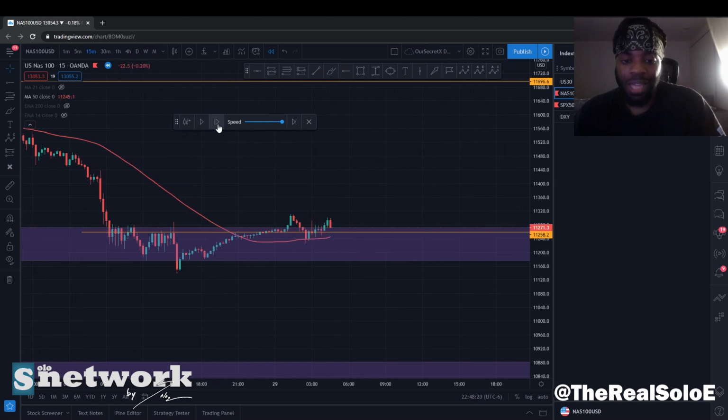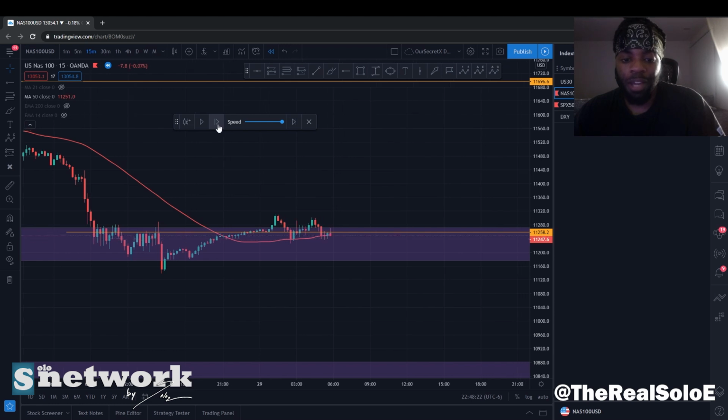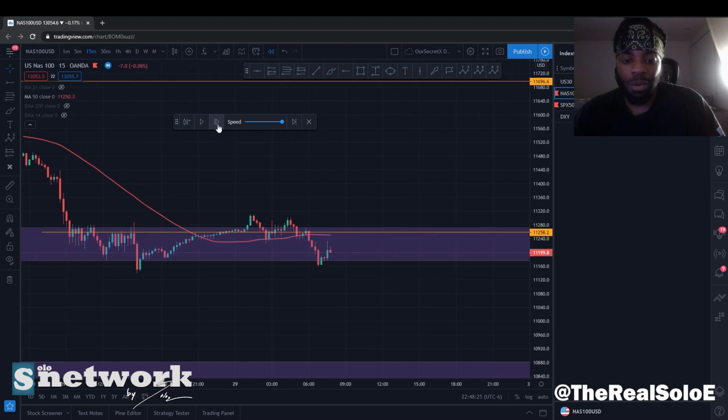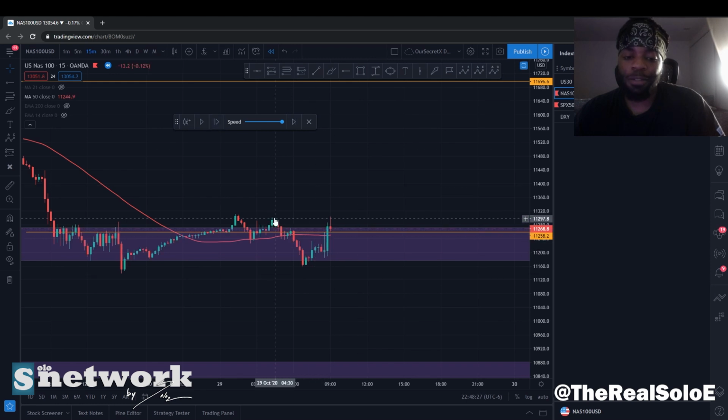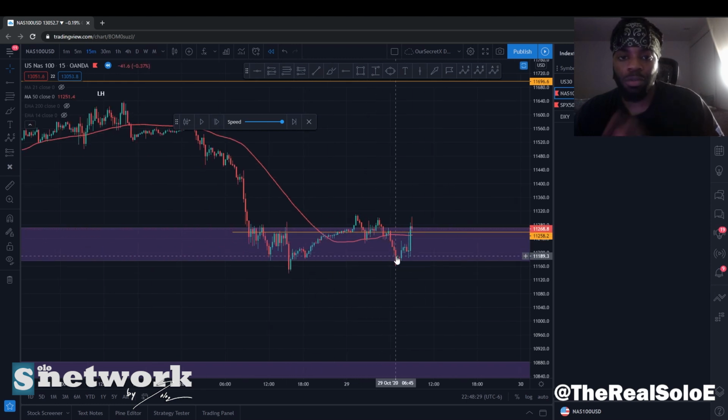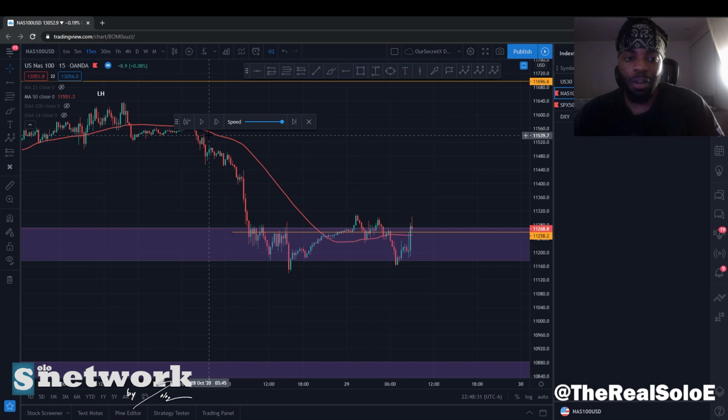As you guys see, it's consolidating right now. I need an engulfing candle to confirm it. So it looks like it's going down, but like I said, I need that full breakout retest strategy essentially for me to know if the market is going to continue to the upside or downside.